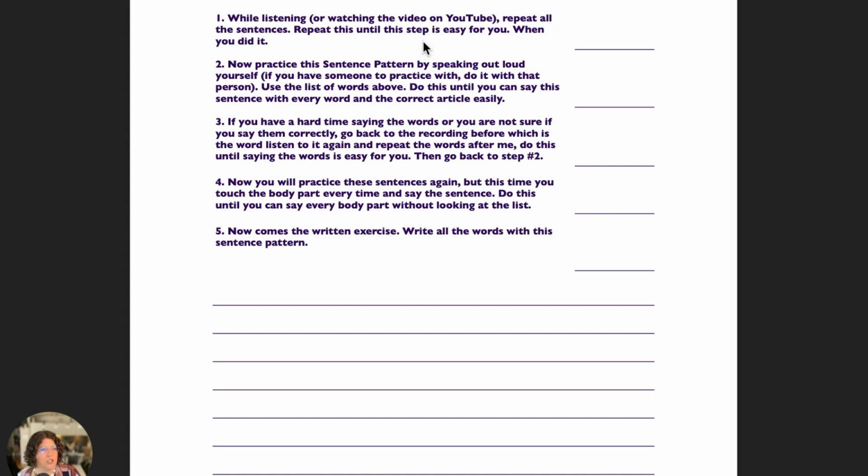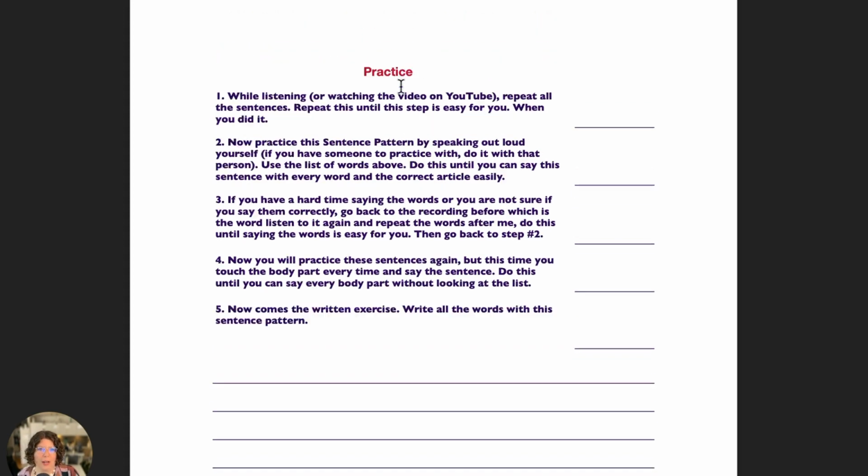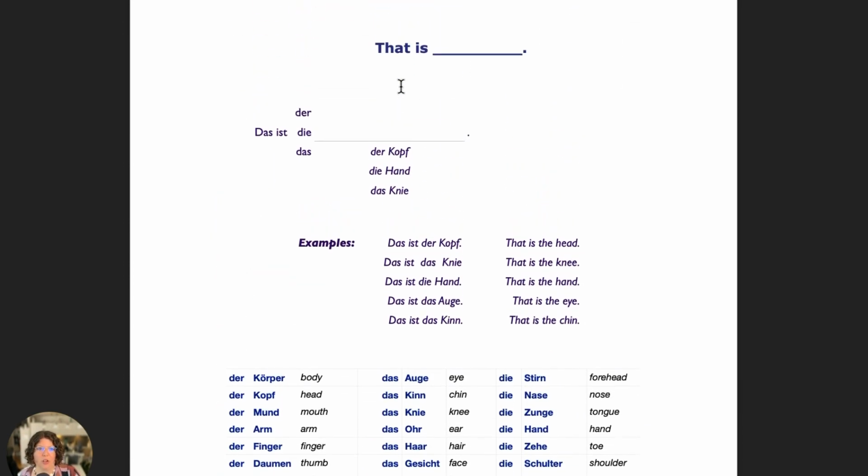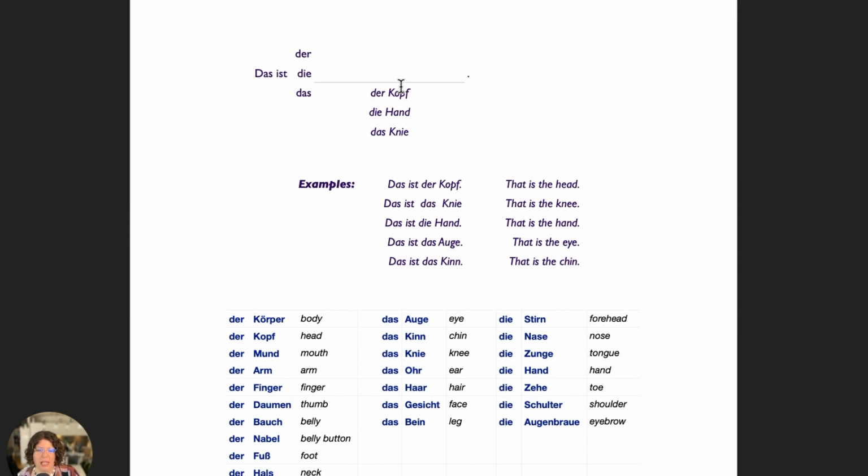Very good. I just found a mistake here. You just repeat this step until it is easy for you. The next step is you practice this sentence pattern all by yourself without me saying it first. You just say this with these words or any other words you know already. And you do this until you can easily say that.